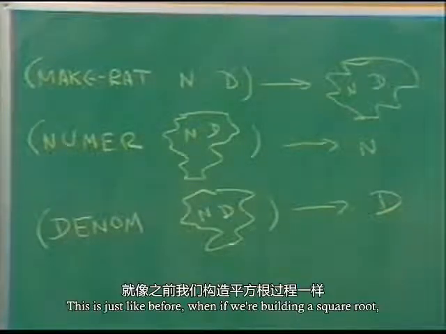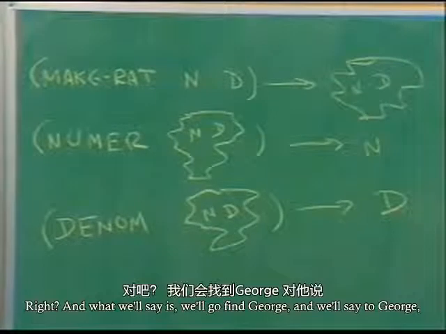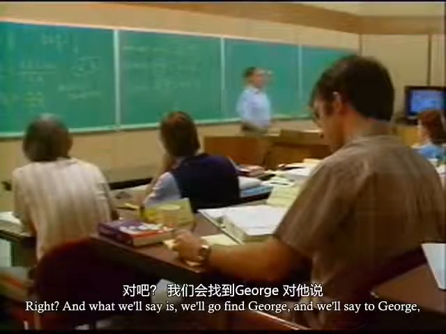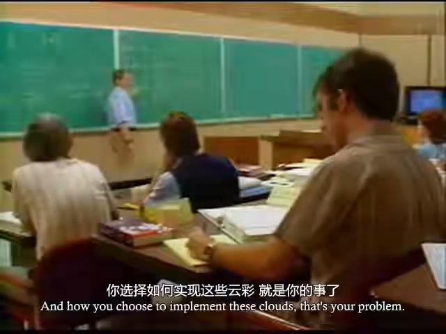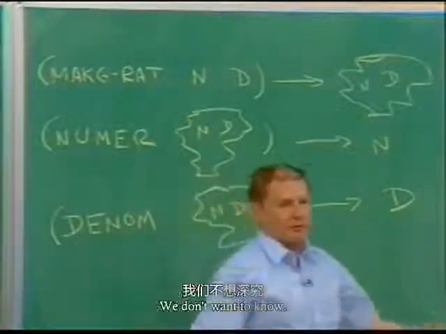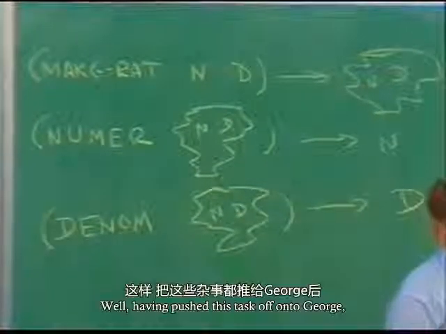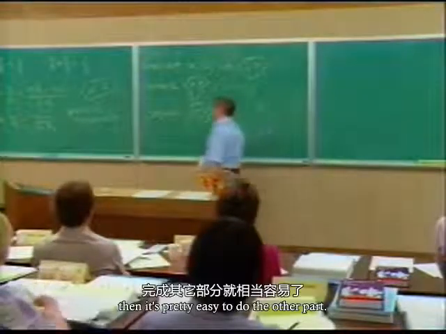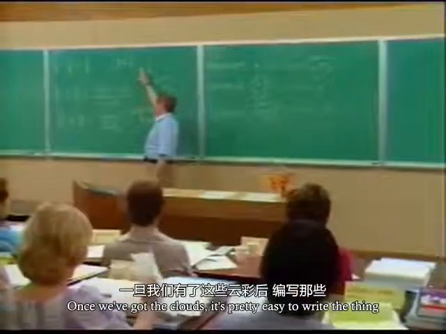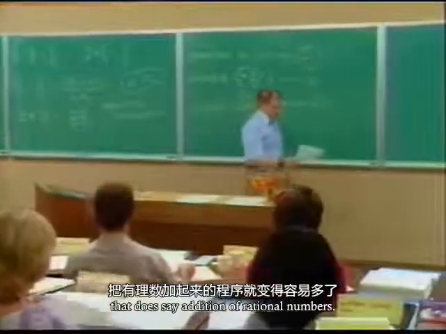This is just like before, when if we're building a square root, we assume that we have good-enough. Right? And we'll go find George. We'll say to George, well, it's your business to make us these procedures. And how you choose to implement these clouds, that's your problem. We don't want to know. Well, having pushed this task off onto George, it's pretty easy to do the other part. Once we've got the clouds, it's pretty easy to write the thing that does, say, addition of rational numbers.